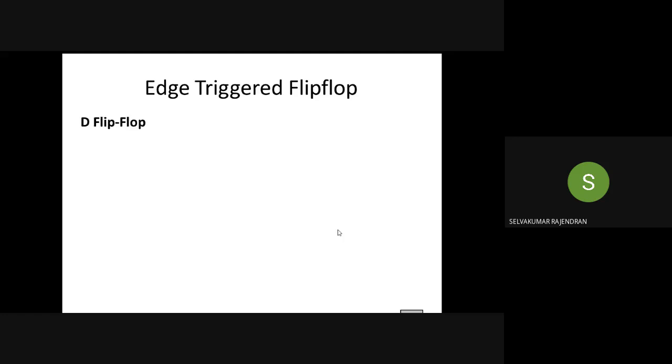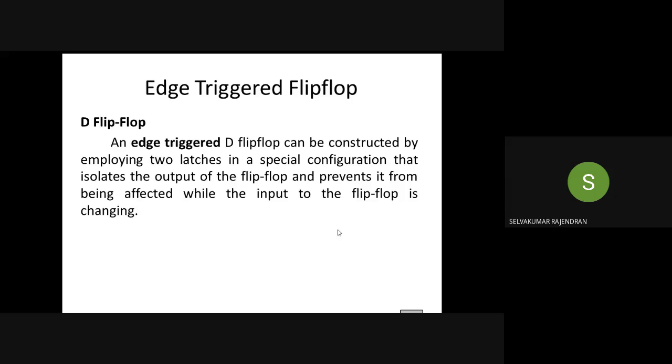For example, here we are taking D flip-flop. With the help of D flip-flop only, we are going to explain the concept behind the edge-triggered flip-flop. An edge-triggered D flip-flop can be constructed by employing 2 latches. It has 2 stages, and in each stage we will use 1 latch. This is a special configuration that isolates the output of the flip-flop and prevents it from being affected while the input to the flip-flop is changed.